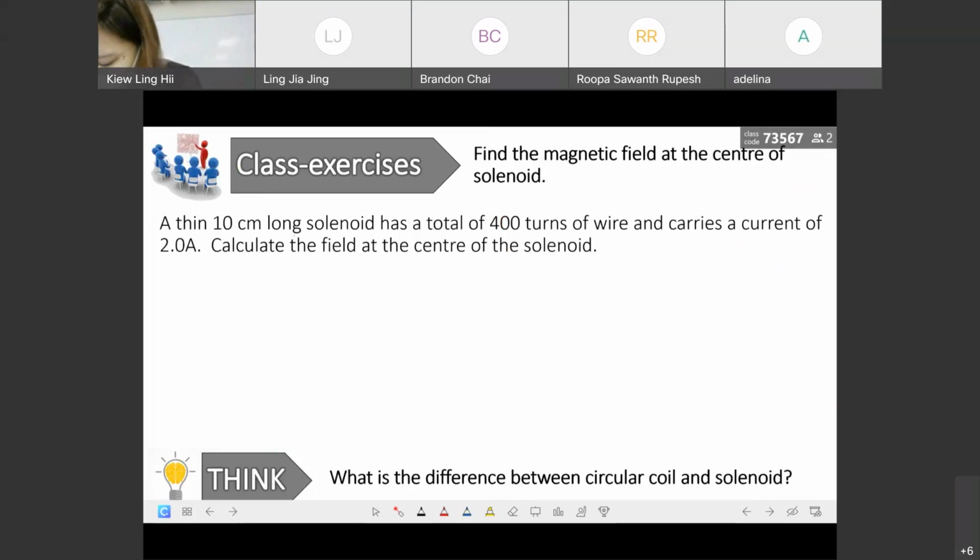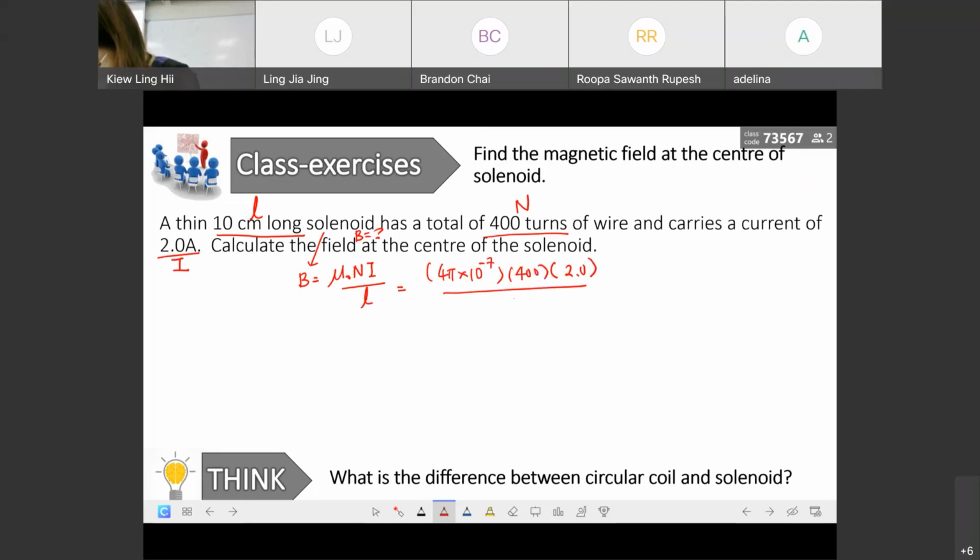Length of the solenoid 10 cm, number of turns 400, carries current of 2 ampere. Find the field at the center. So magnetic field of solenoid, mu naught N I divided by L. Mu naught is a constant, number of turns 400, current 2, length converted to SI unit 0.1. So the answer is 0.01. SI unit Tesla.